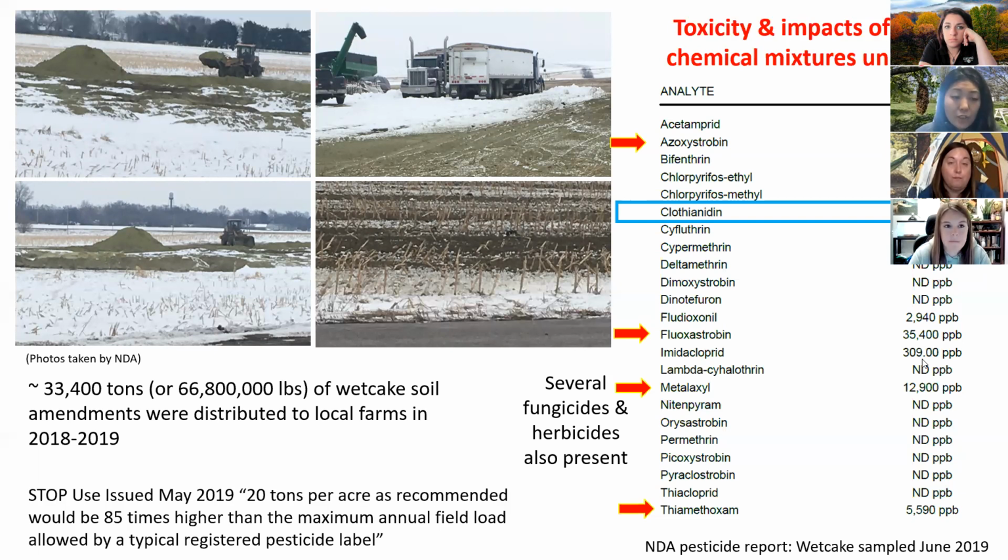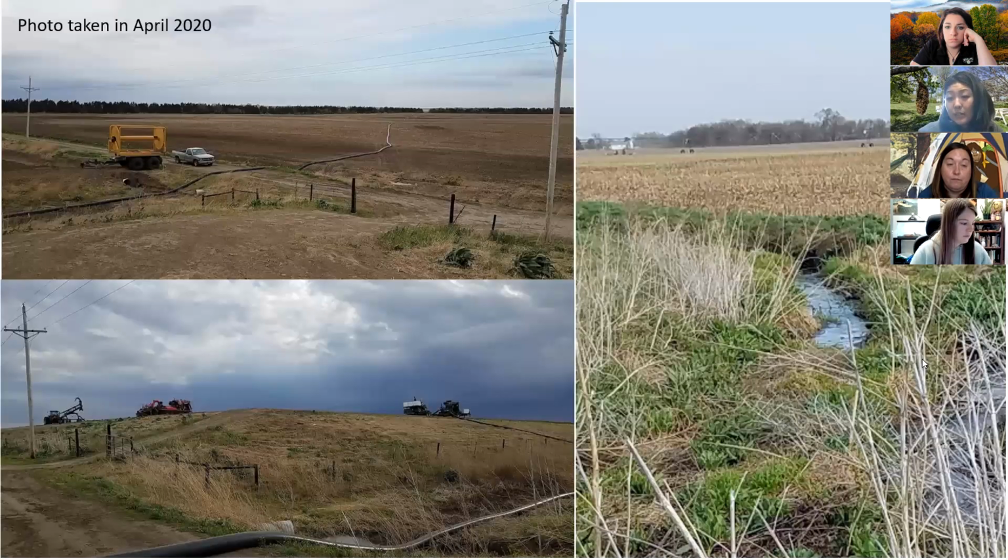There was a stop use issued in May of 2019, and that was because the Department of Ag estimated that what they were recommending as an application rate would be 85 times higher than the maximum annual field load allowable by a registered pesticide label. Unfortunately, this wasn't registered as a pesticide product, and so there weren't pesticide testing requirements done prior to this.